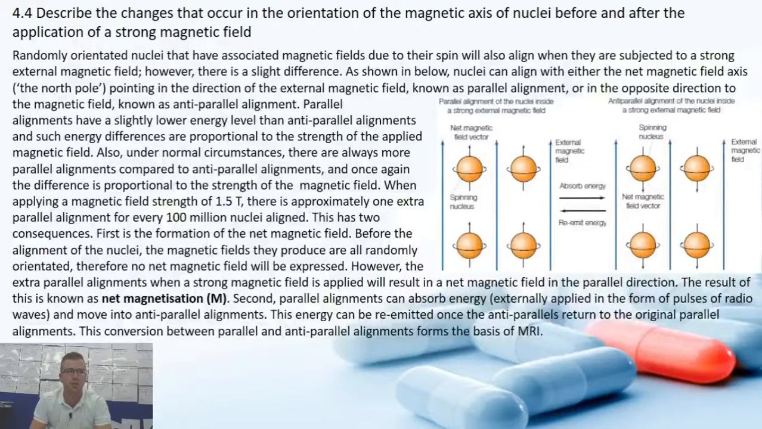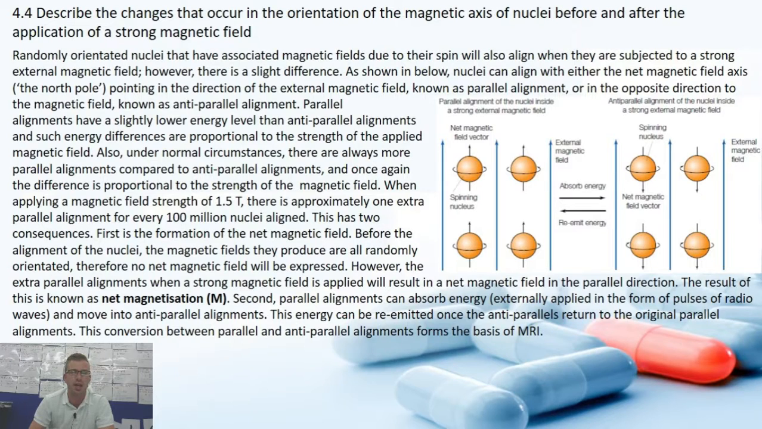Okay, 4.4. Describe the changes that occur in the orientation of magnetic axis of nuclei before and after the application of a strong magnetic field. So we know hydrogen has a spin because it's got one proton. It's the most abundant in our body, with roughly 70% composition. And if it has angular momentum, it will have a magnetic field associated with it.